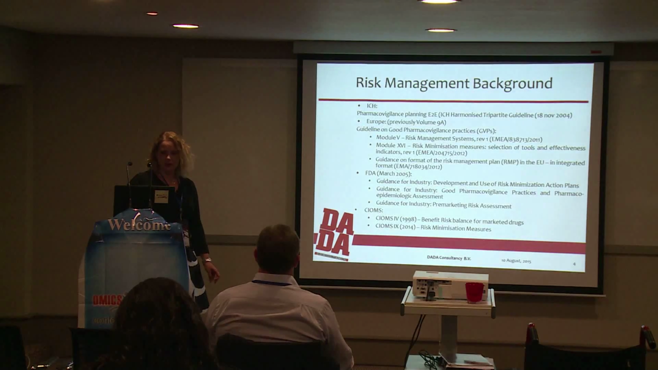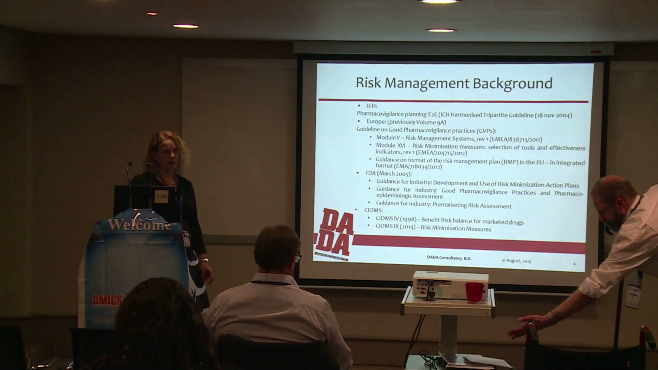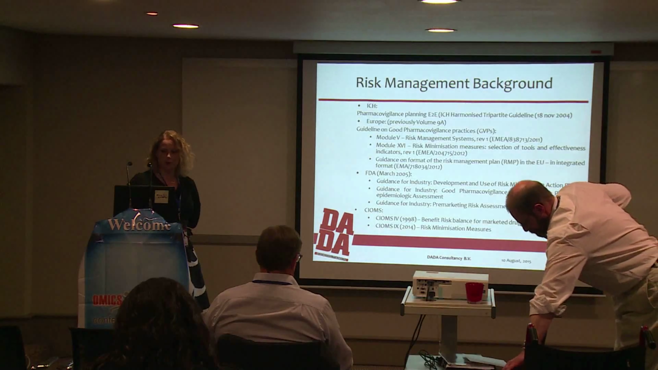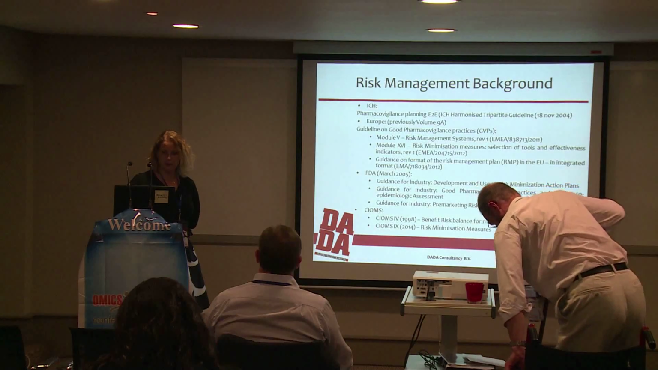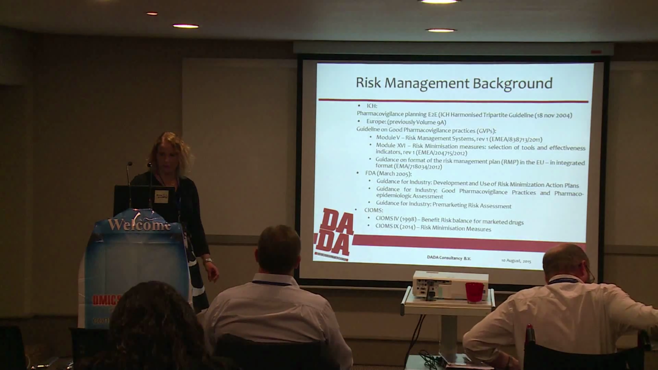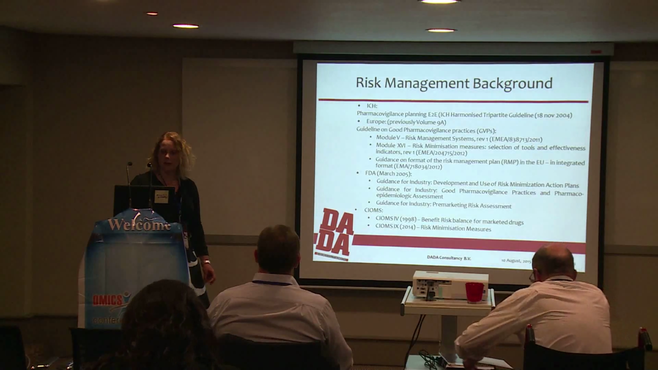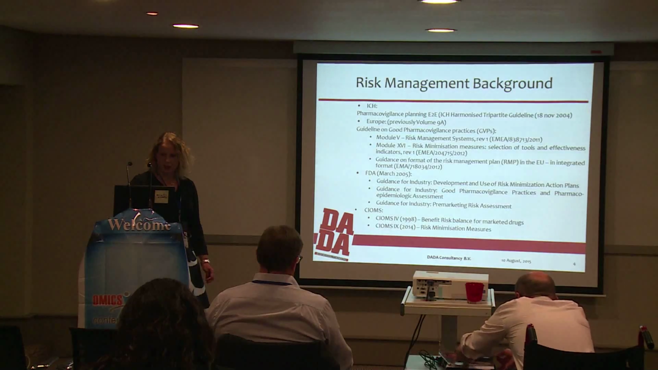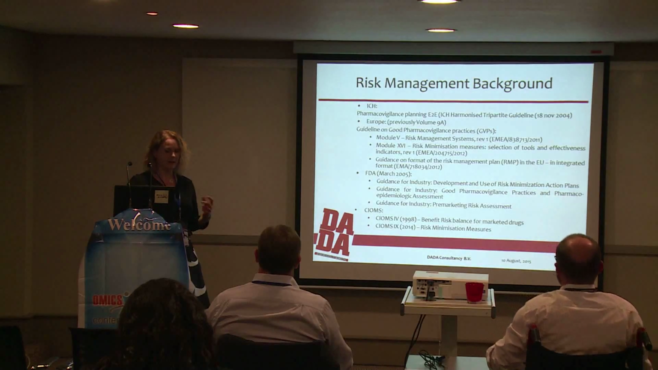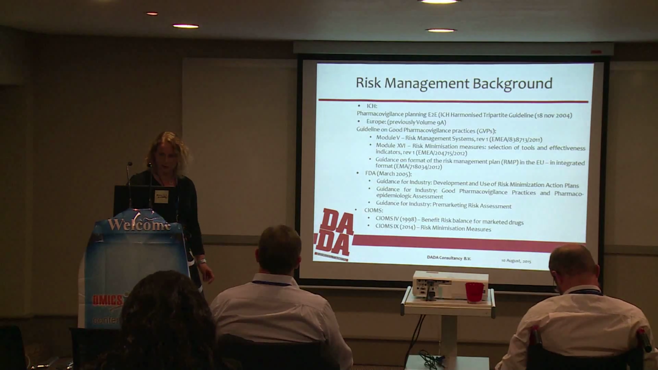Risk management background, starting with ICH. They prepared this E2E guidance on pharmacovigilance planning. That's the international ID behind it. In Europe, we used to have volume 9A to describe how we had to write a risk management plan. And now we have the good vigilance practices, of which I'm highlighting the module 5 on risk management systems, the module 16 on risk minimization measures, so I'll touch upon a selection of tools and how to measure effectiveness of those tools. And there's guidance on the format of the risk management plan in the EU, in integrated format, and there's even a separate one if you happen to work in the generic industry.